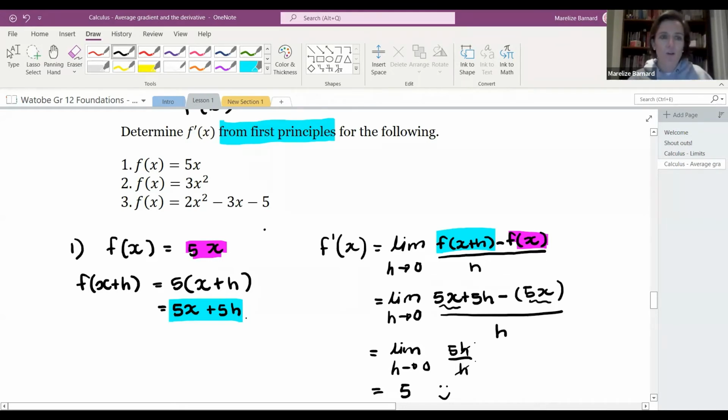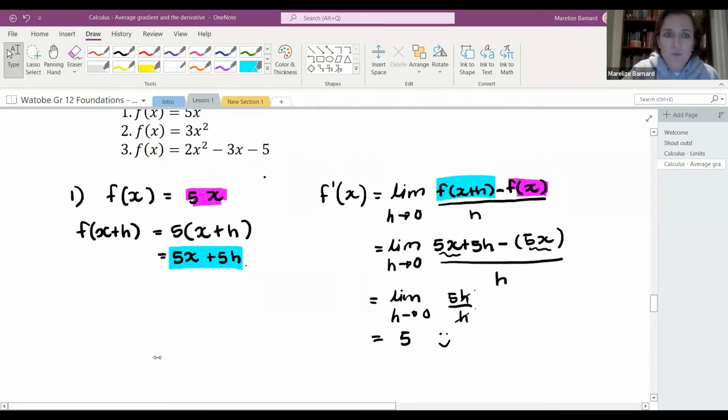Okay, so then we are ready for number 2. And I'm going to leave you alone for a little while with number 2. See if you guys can find the derivative using first principles. The question is f of x is 3x squared.